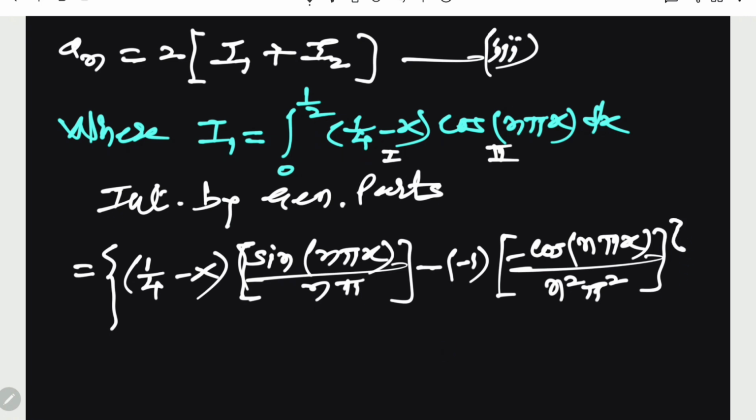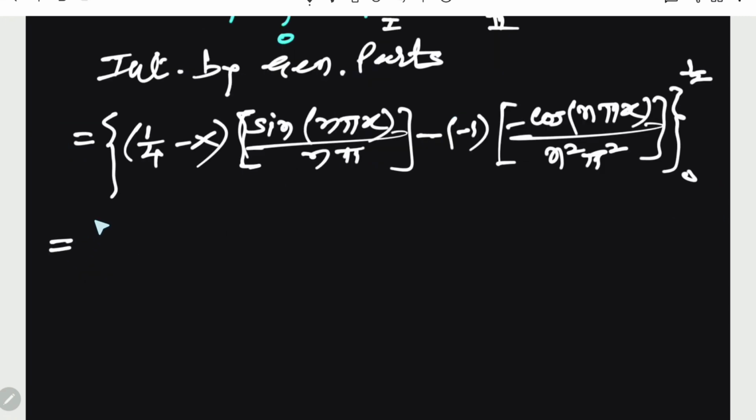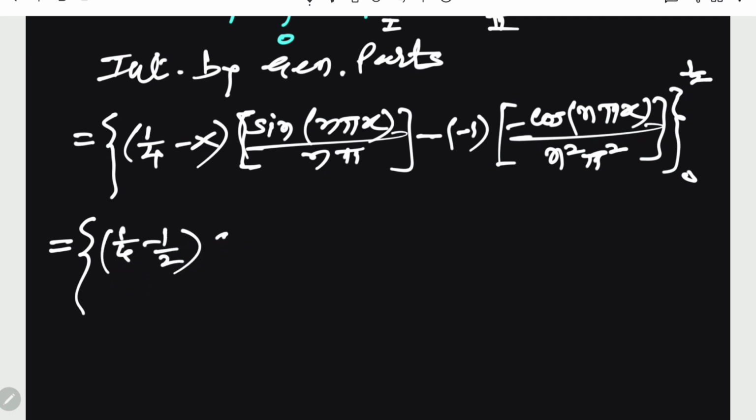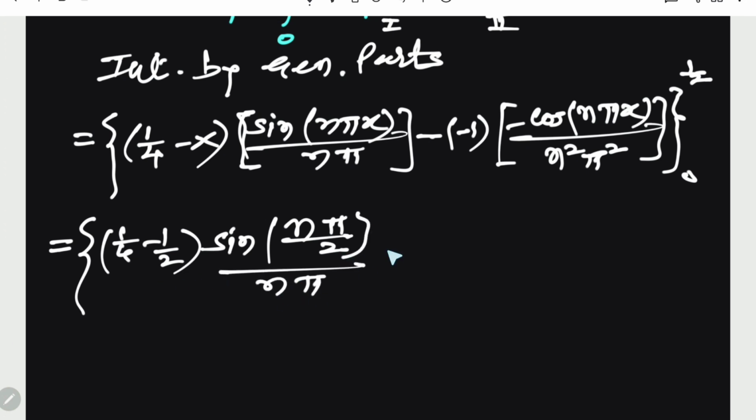Derivative of the constant term is 0, and the limit is from 0 to 1 by 2. Subtracting the lower limit from the upper limit, 1 by 4 minus 1 by 2 sine of n pi by 2. Put x as 1 by 2, therefore it is sine of n pi by 2 divided by n pi.